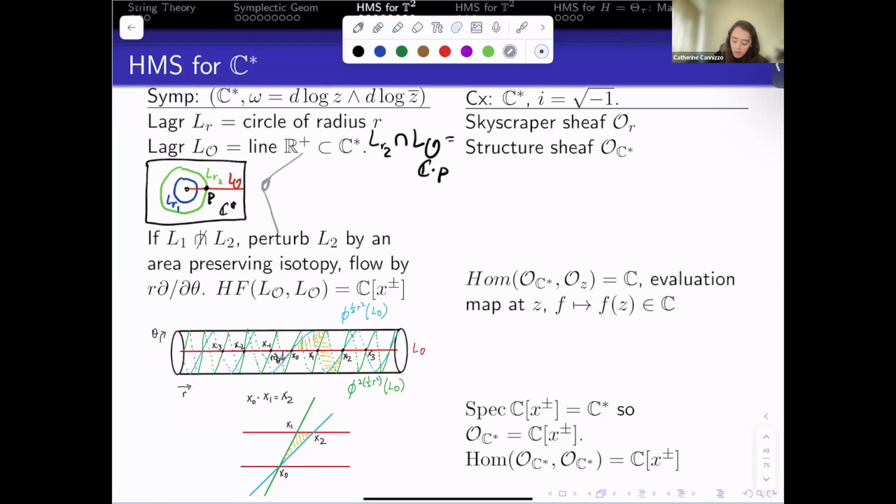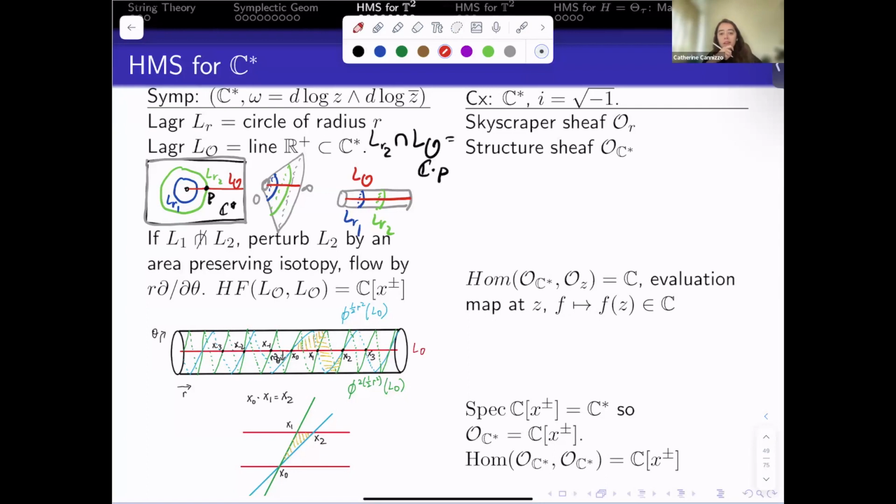So we have this is infinity. This is 0. Here's the LR1. Here's the LR2. And now everything on the boundary here is out here at infinity. So continuing in this fashion, we continue this process now. These Lagrangians are circles around the cylinder. So now this is LR1, this is LR2, and then we have this one here, LO.